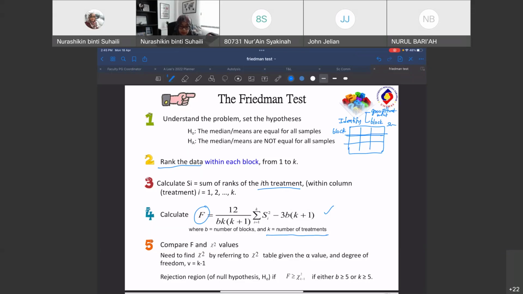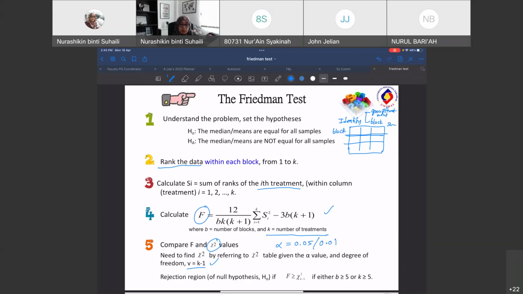All right, so once you have calculated F, you have to compare the F value that you have calculated with the chi-square value. Last time we talked about the chi-square table, isn't it? Like in Kruskal-Wallis. So you have to use the same table to find the chi-square values, because you want to compare the two values, the F and the chi-square. The degree of freedom is the same, and the way you find the chi-square is still the same. V is the degree of freedom, and you also have to know the alpha value you are referring to. Sometimes it's given, sometimes it's not. The normal values are 0.05 or 0.01.